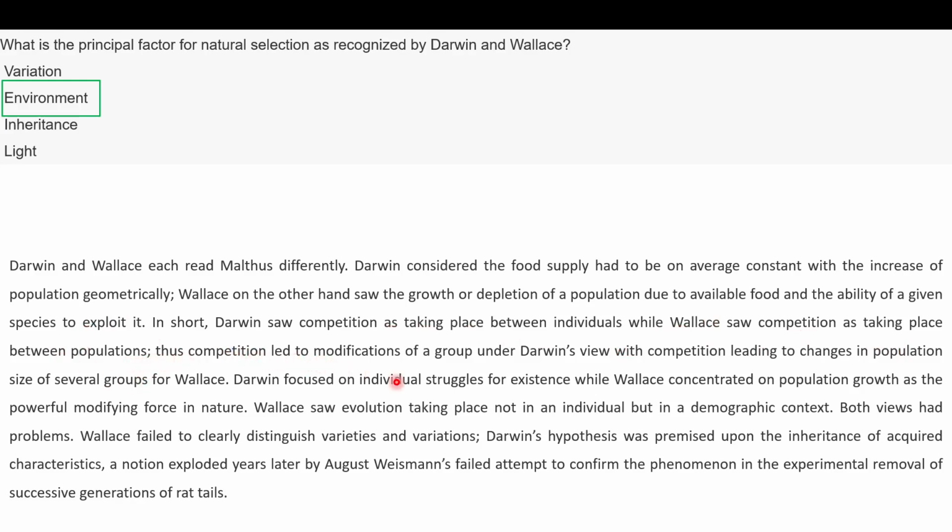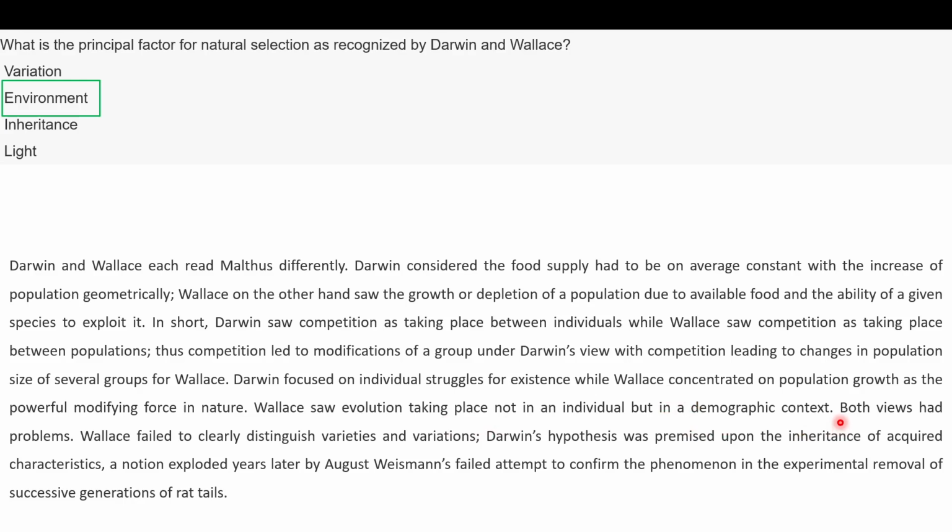And hence competition led to modifications of a group. If we talk about Darwin, competition led to changes in the population size of several groups, if we talk about Wallace's observations. Darwin focused on individual struggles for existence, whereas Wallace concentrated on population growth as a powerful modifying force in nature. Wallace actually saw evolution taking place not at an individual level but in a demographic context.